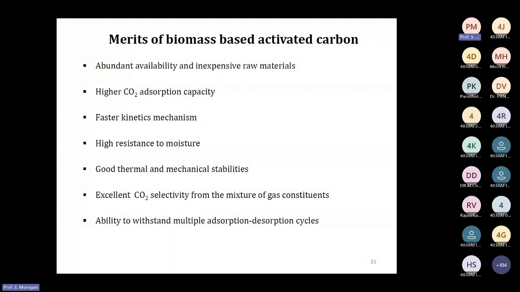It has very good kinetics, high resistance to moisture. It offers good thermal and mechanical stability. It has very good CO2 selectivity from the mixture of gas constituents. Whatever the gas constituents, it may be from chemical industry or it may be from oil refinery, whatever it may be. It is able to withstand multiple adsorption and desorption cycles. So that's why we focus on this adsorption.